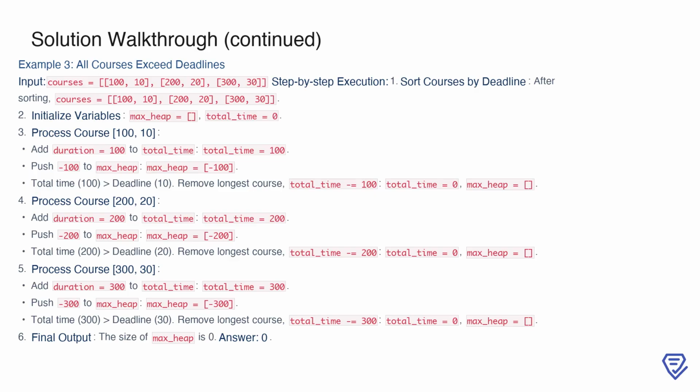For the second course, with a duration of 200 and a deadline of 20, we add its duration to the total time, making it 200, and push its negative duration into the heap. Again, the total time exceeds the deadline, so we remove the longest course, reducing the total time back to 0.